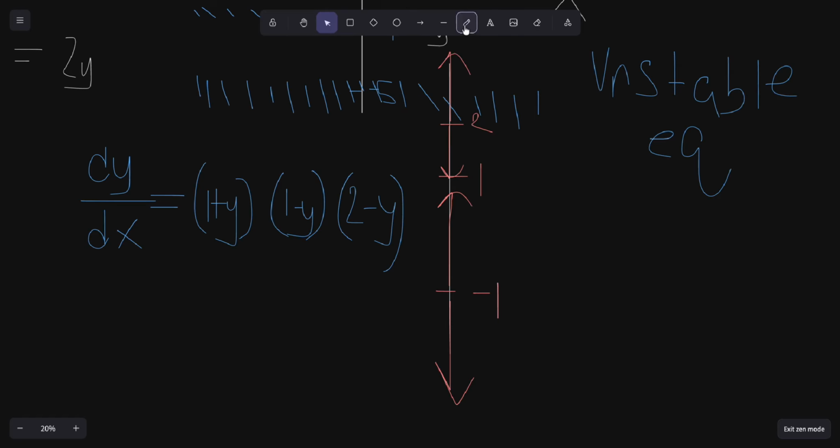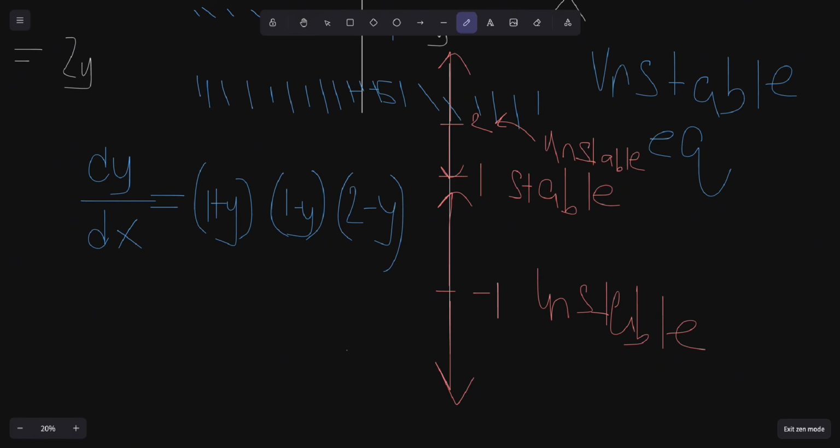And so take a look at what happens. When your points are diverging away from that equilibrium point, 2 looks to be unstable because it's diverging away from it. At 1, right over here, the points are coming towards it. So this is going to be a stable one, because the slopes are converging towards it. And for -1, the slopes are diverging away from it, and this is going to be unstable.